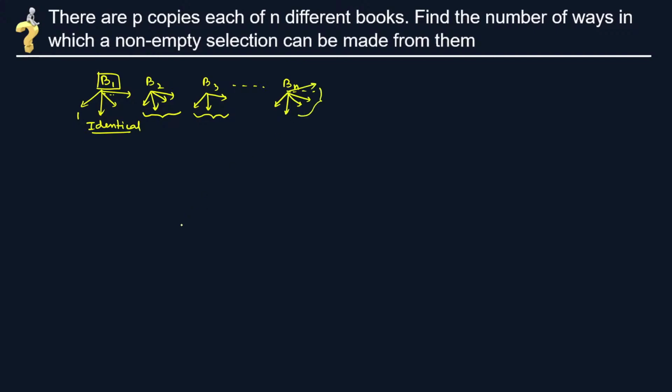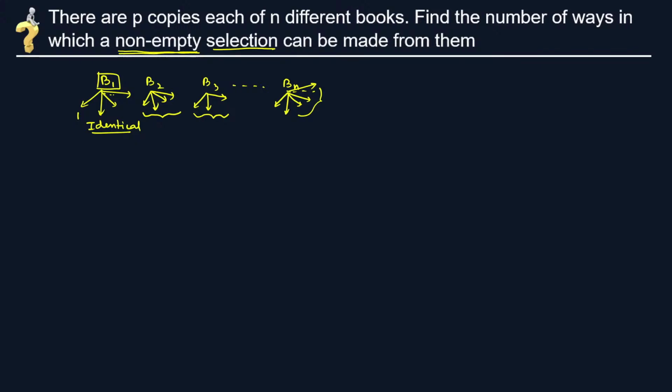These are all identical. So in how many different ways can you make a non-empty selection? Be careful, non-empty selection means you have to select at least one copy. It can be from anywhere, from book 1 or book 2 or book 3, whatever, but at least one copy has to be selected.